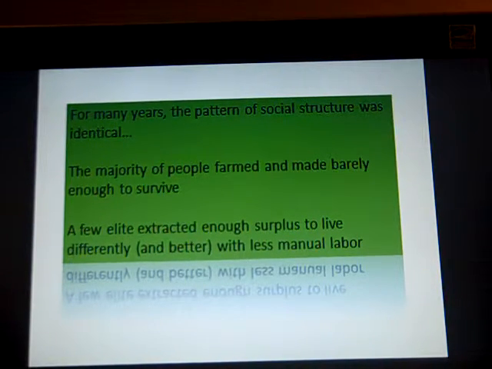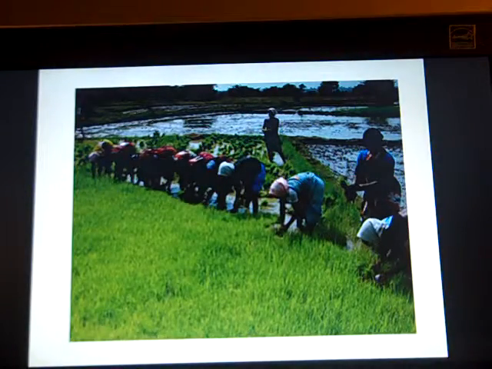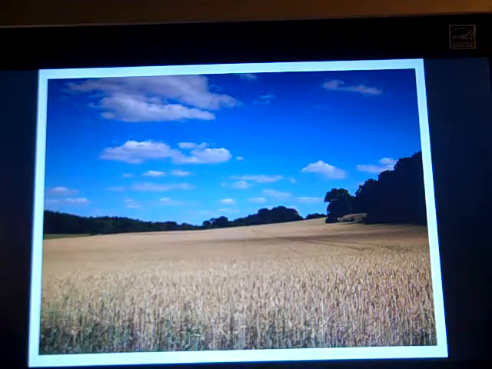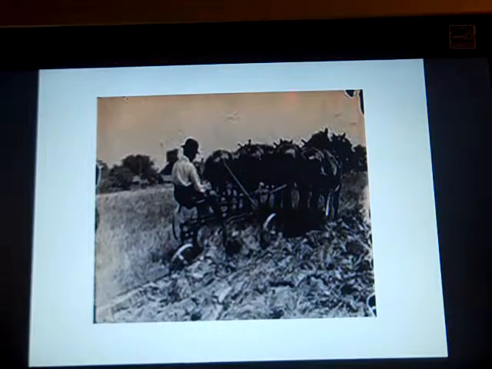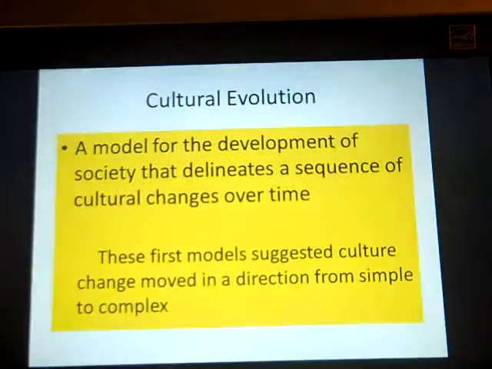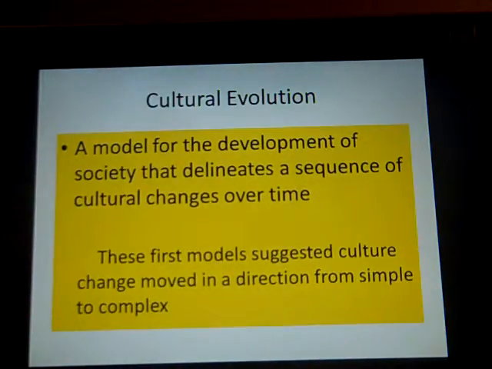For many years, the pattern of social structure was identical. Most people would farm, and they would barely have enough to survive. There were a few elite people at the top who could extract enough surplus or overage to live differently and better with less work. We've come a long way in terms of food production and subsistence technology. We'll talk about that here in just a few minutes.